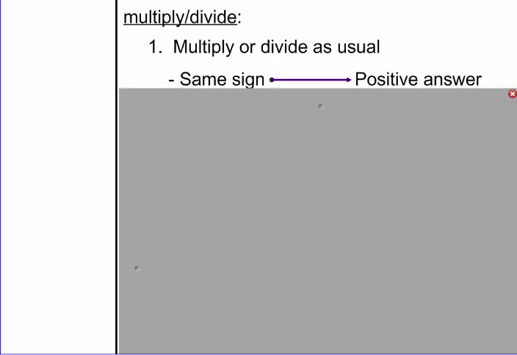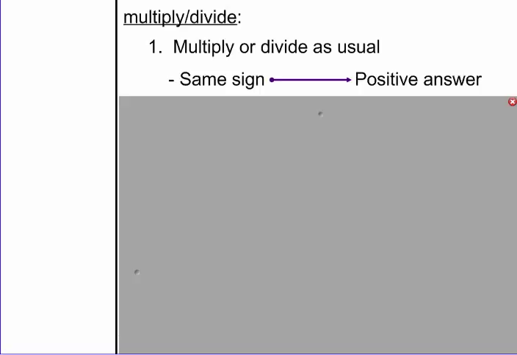Next, multiply and divide. Okay, so just multiply and divide the numbers as you usually do. So the multiplying and dividing part never changes. Then to determine the kind of answer you're going to have, you have to look at the signs. If the sign is the same, then it's positive. This rule only works with the multiplying and dividing. Sometimes students will confuse it with the adding rules. So try to remember those two are very, very different kinds of rules.